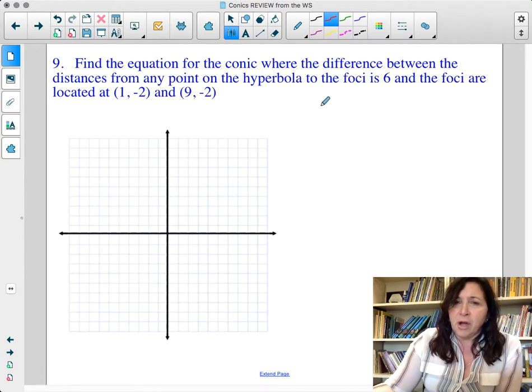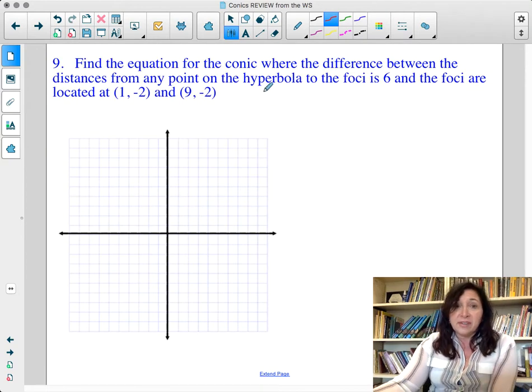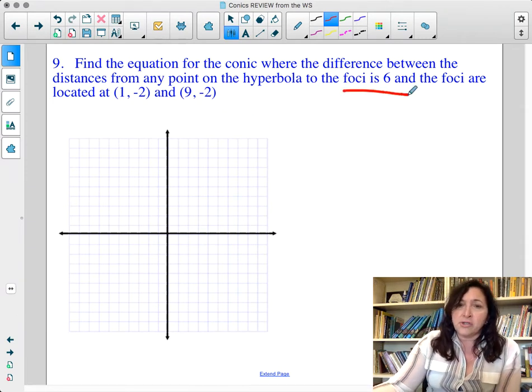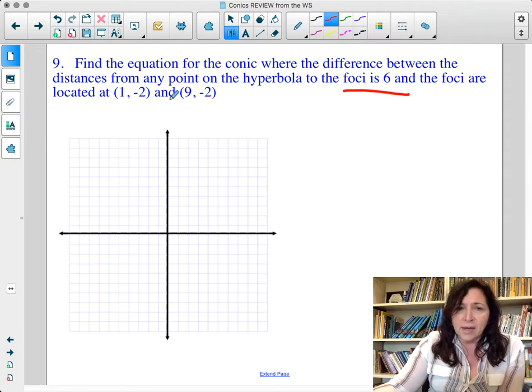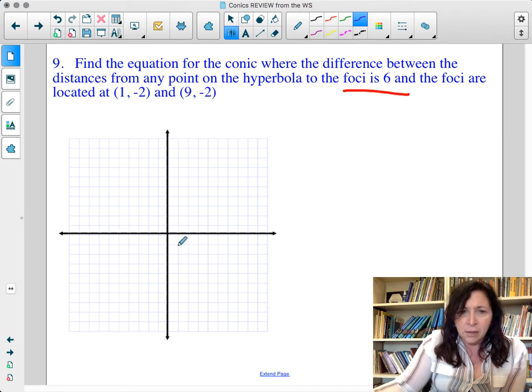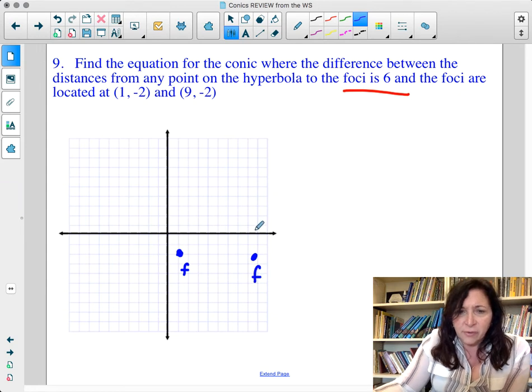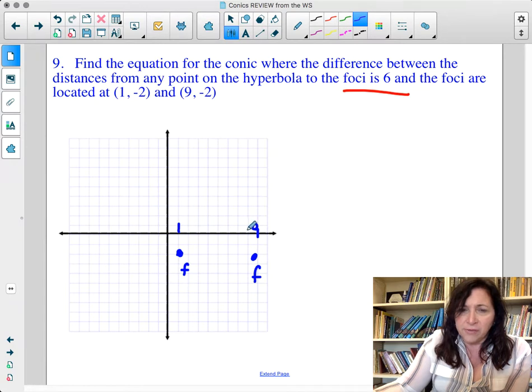Find the equation for the conic where the difference between the distances from any point on the hyperbola to the foci is 6. So remember, the foci are located at (1, -2) and (9, -2). So let's graph that. Over 1, down 2, and that's a focal point. Then over 9, down 2, we have another focal point. And the distance, so if this is 9 and this is 1, the distance between these focal points is 8.